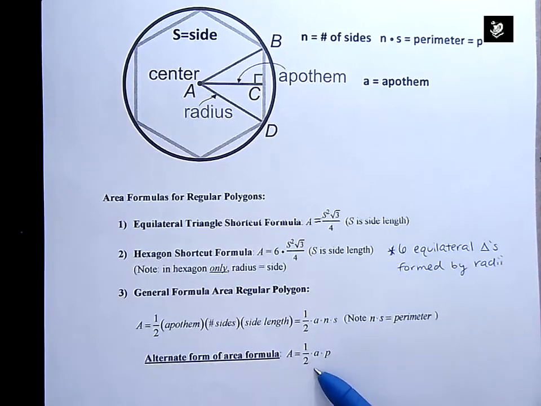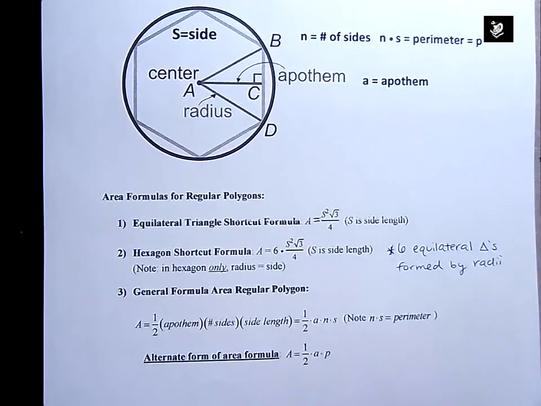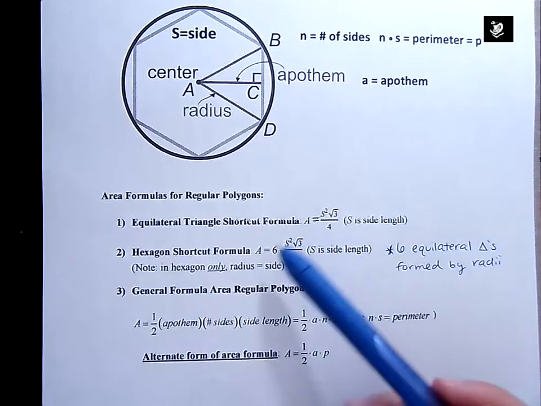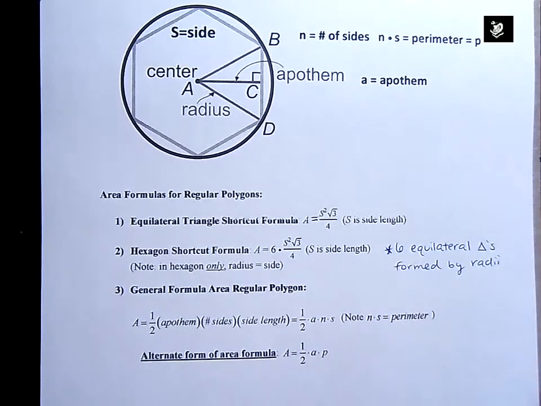So you can either use this formula or you can use that formula. It all depends on what you prefer and what's given to you as well. If you're given the apothem, you're probably going to want to use this formula. If you're given the side, you probably want to use that formula. So these are your 3 formulas you're going to be using in 11.5.